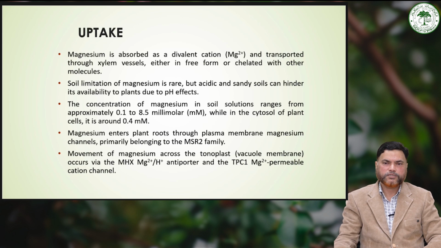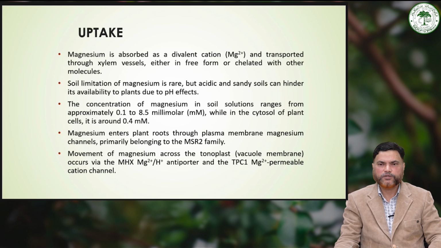So basically magnesium is considered one of the important essential macronutrients for the plant, and it is required by the plant in generally large quantities for proper growth and functioning. And like other essential mineral elements, magnesium is also absorbed by the plant roots, but its form is different, primarily as a divalent cation. Once absorbed, it travels to the xylem vessels, where it may be transported in either free form or bound to other molecules in chelated form.